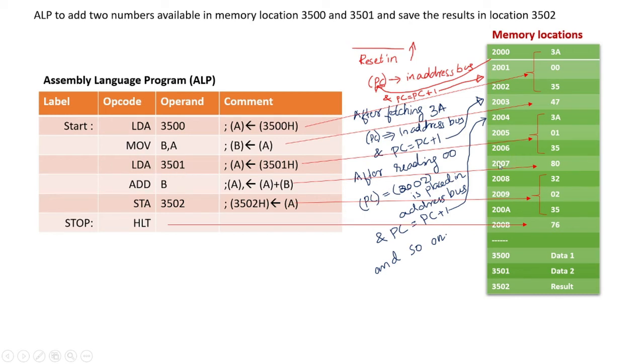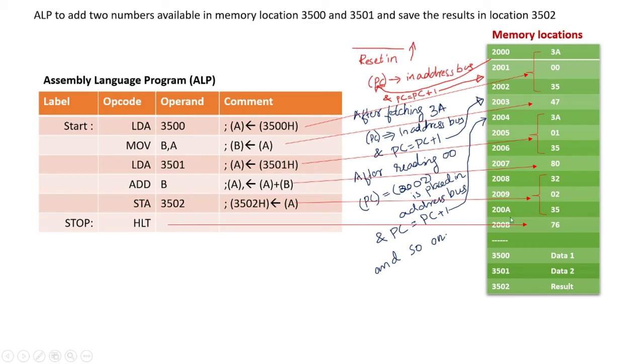The next location is 2007. In that we can save the machine code corresponding to ADD B. Then the next location is 2008. From 2008 to 200A we will save the machine code corresponding to STA 3502. And the last instruction is HLT. Corresponding to that we have the machine code 76. So this program is a machine language program. And finally the result is available in 3502.